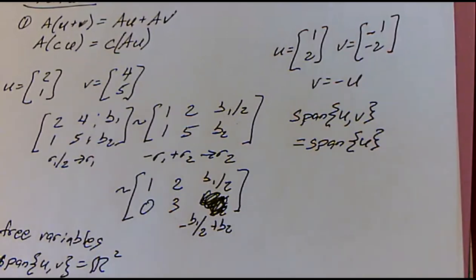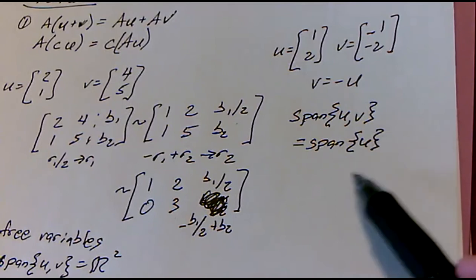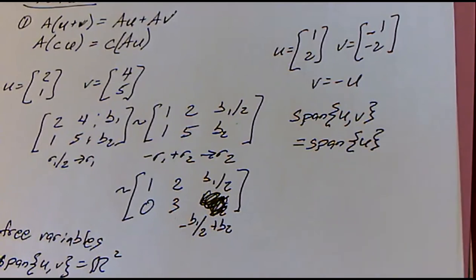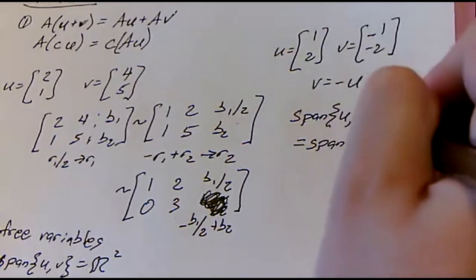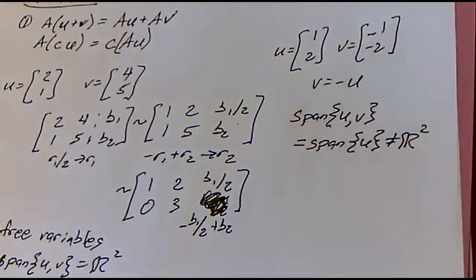The vector U gives you a line through the origin. The vector V is still on that line, so you don't get any new space. So the span of U and V is not all of R2, because it doesn't give you that additional dimension. So you need at least that many vectors, but you also need there to be no free variables, okay?